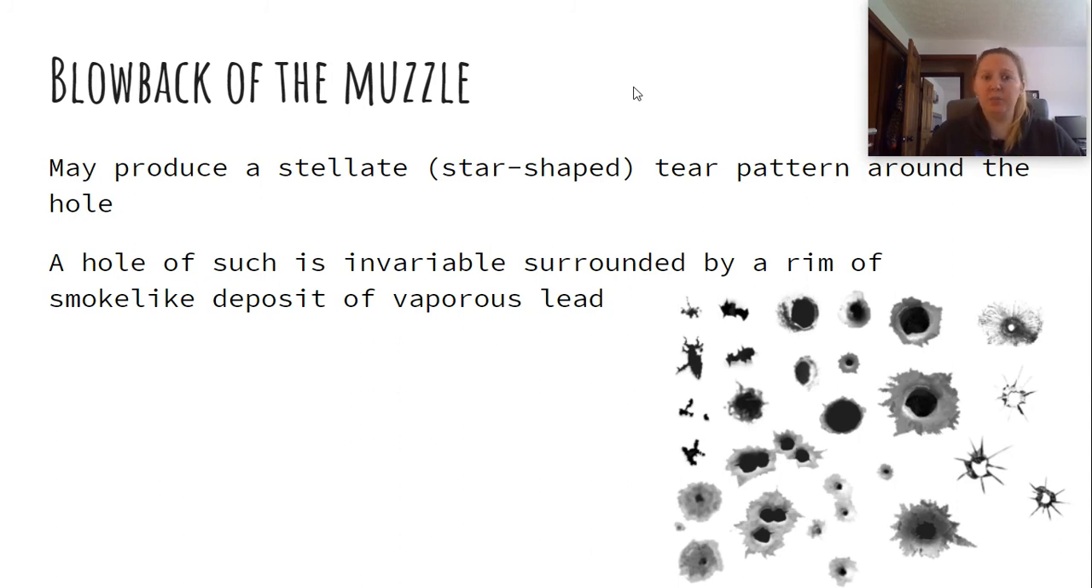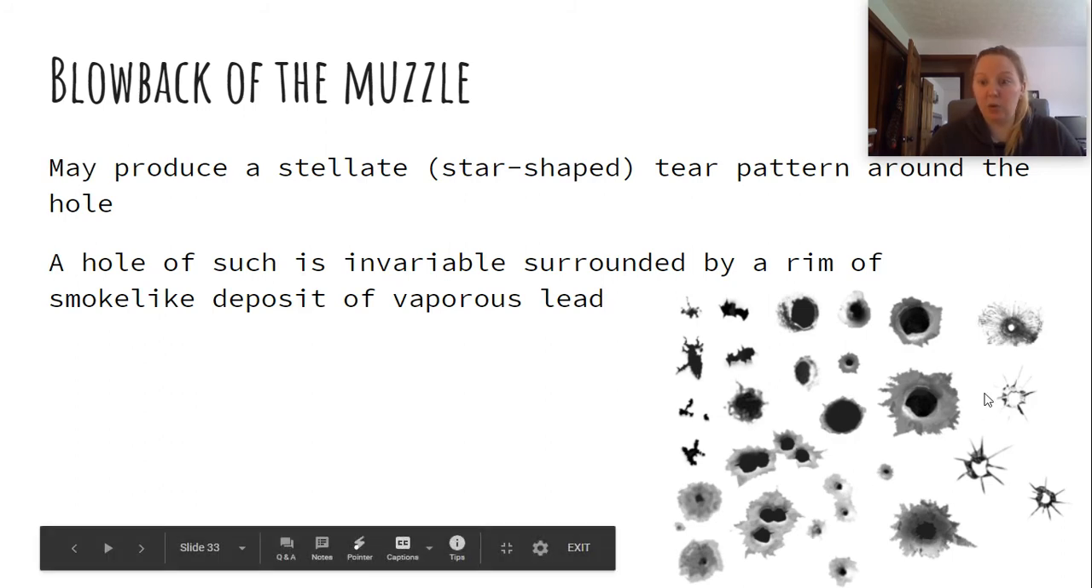There is something called the blowback of the muzzle. This may produce a satellite or a star-shaped tear pattern around the hole. The hole is invariably surrounded by a rim of smoke-like deposit of vaporous lead.